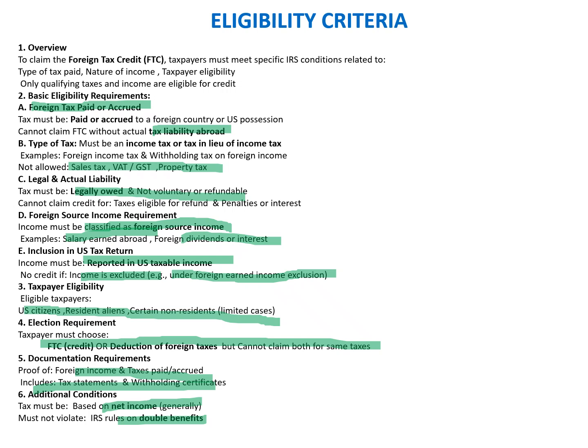And the exclusion is that if the income falls under the foreign earned income exclusion, then it will not be available for the FTC credit. So these are the eligibility criteria to claim the FTC credit. So we'll move to the next slide.